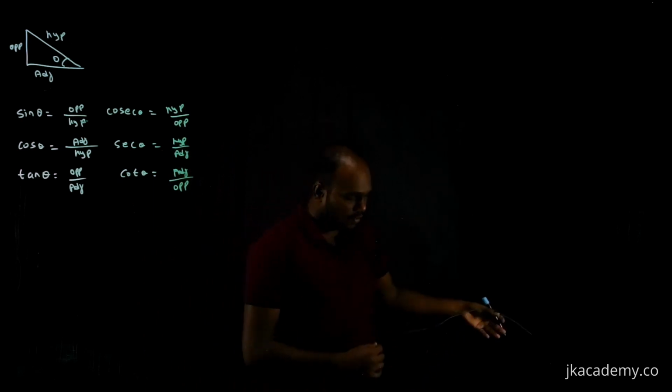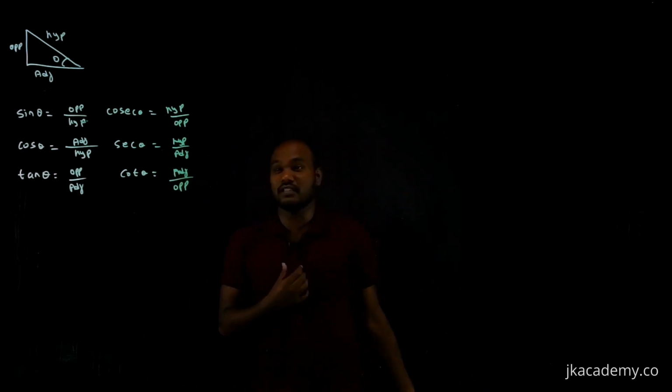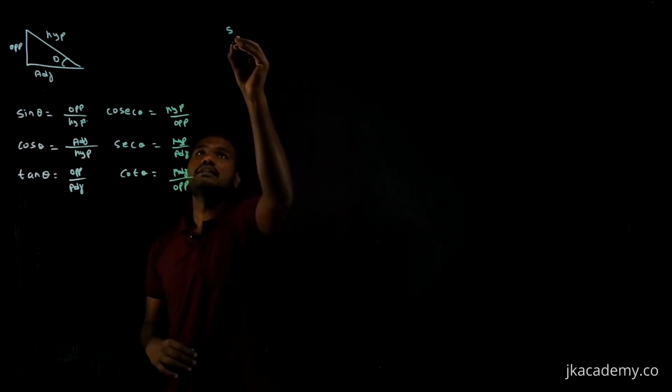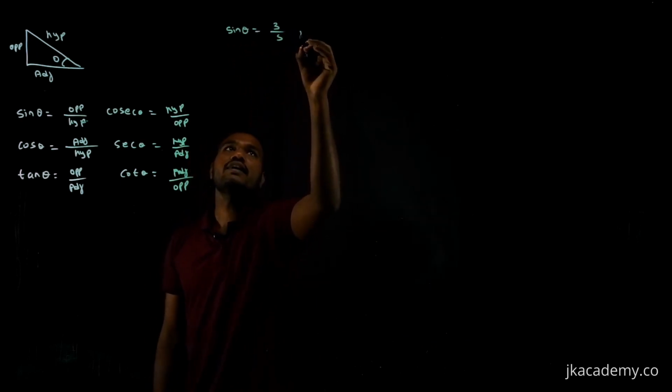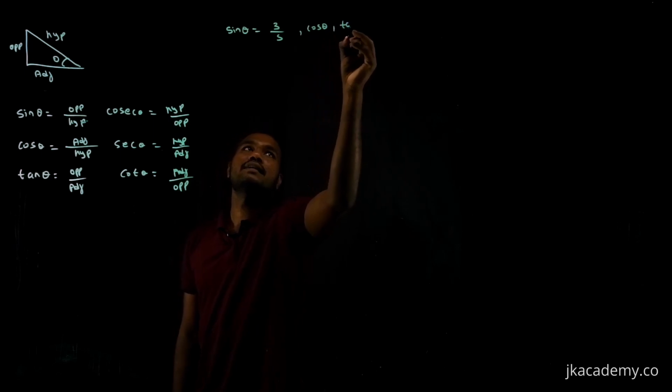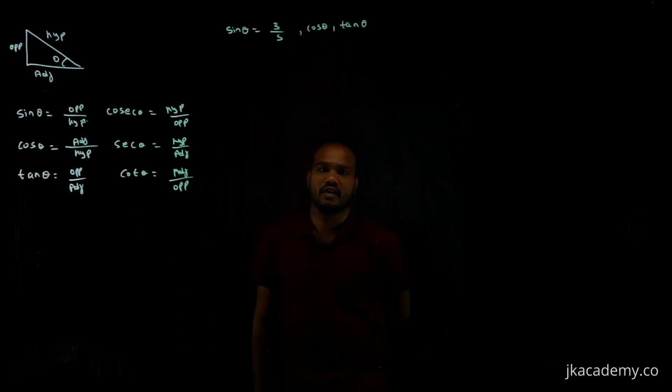In the last class I gave a homework, or we can say that the question was left, that was sin theta is equal to 3 by 5, right? Find cos theta, tan theta, and all the other ratios, right? How to solve this? Did you try it?